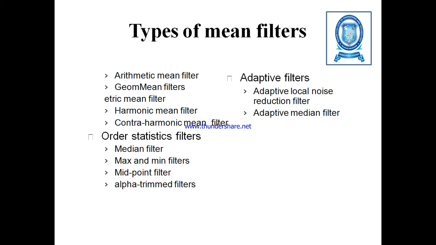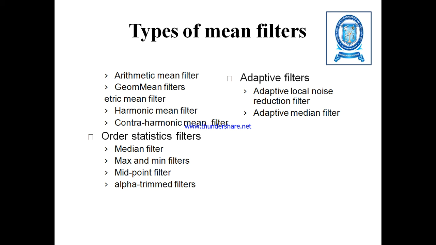Similarly, in other cases we use order statistic filters as well as adaptive filters. In order statistic filters we have four different types: median filter, maximum or minimum filter, midpoint filter, and alpha-trimmed filter. In the adaptive case we have the adaptive local noise reduction filter and the adaptive median filter.